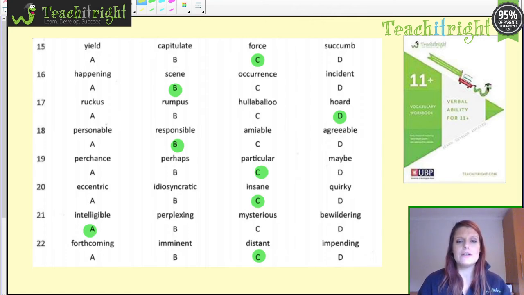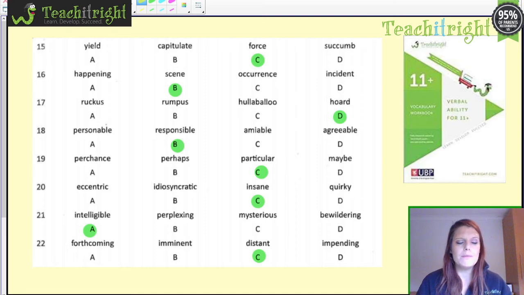Eccentric, idiosyncratic, and quirky. Again, these are words that I would advise looking up in a dictionary and writing in your word and meaning book. If somebody's a little bit eccentric, it means they have some funny ideas and maybe act a little bit odd sometimes, but it doesn't mean that they're mad and they've lost their mind or anything like that.